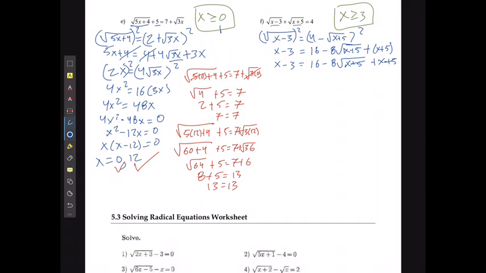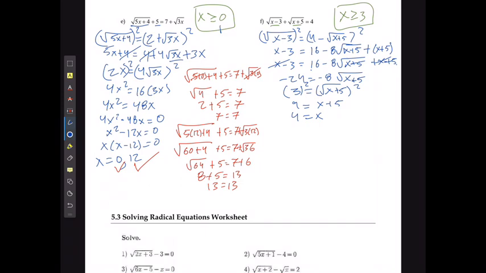I can move the x's to the left. Well, x minus x is just going to cancel out. I'm going to take the 16, and with the negative 3, I'm going to subtract 16 and I'm going to subtract 5 from that, and I'm going to get negative 24 is equal to negative 8 root x plus 5. And I'm going to divide both sides by negative 8. 3 is equal to root x plus 5. And then I just square them again, which means that 9 is equal to x plus 5, or 4 is equal to x.